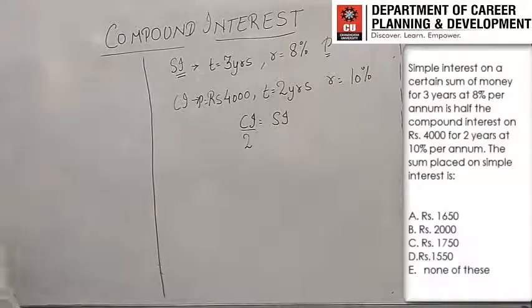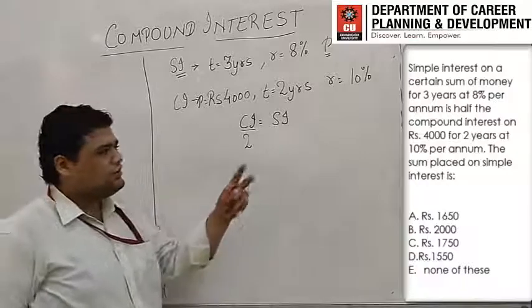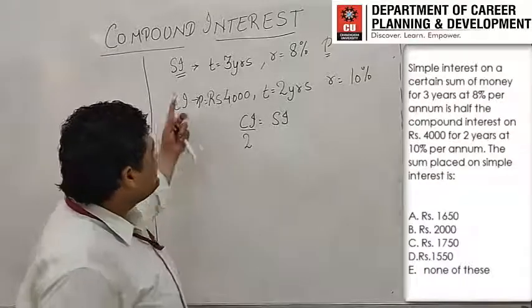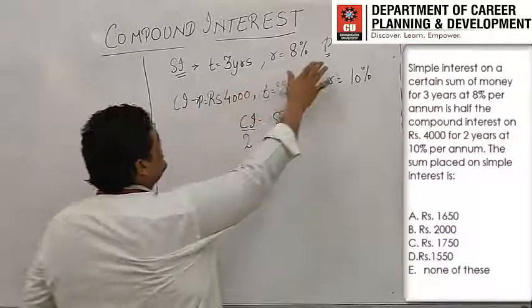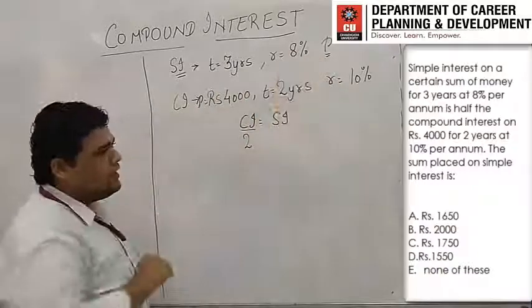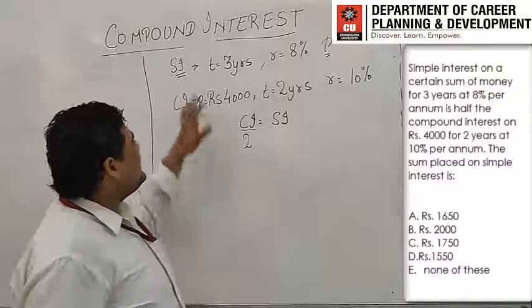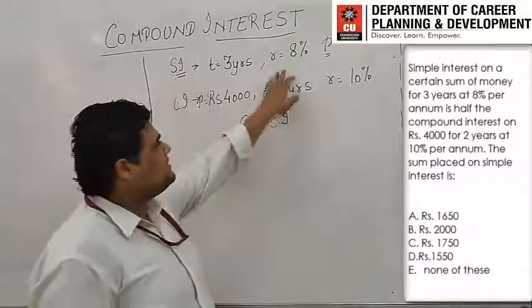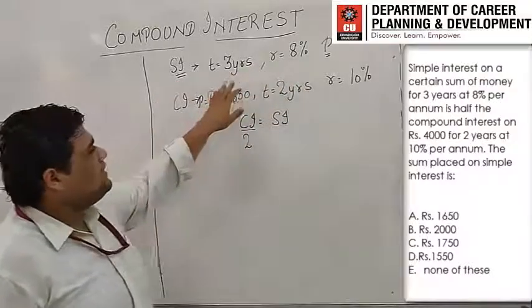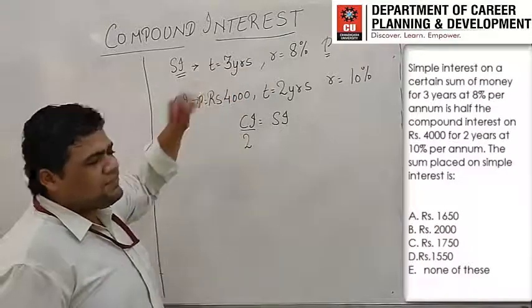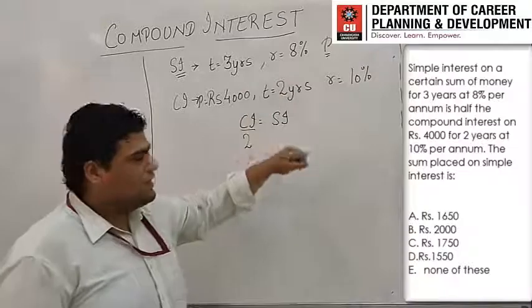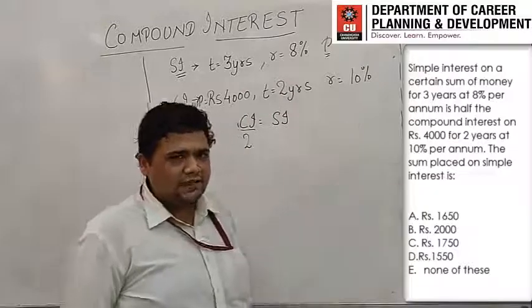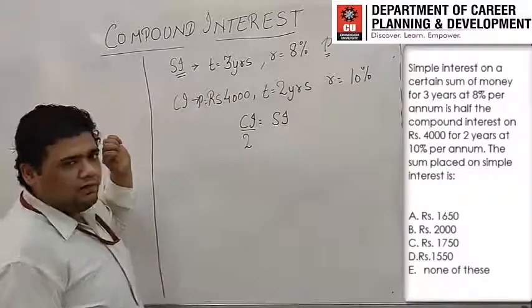Now let us move to the next question. This is the second question as given to you. Question says, firstly some certain amount of principal is invested at simple interest where the rate is 8% and invested for the time of 3 years.